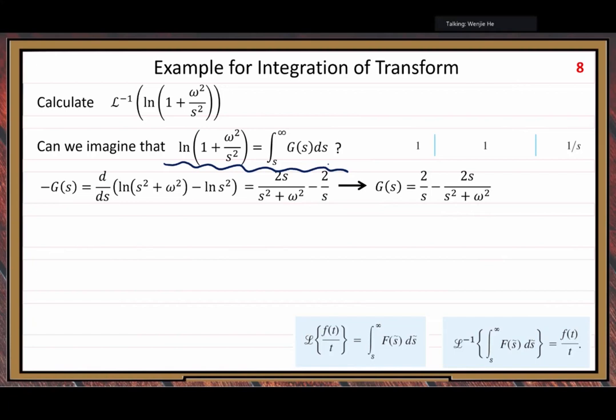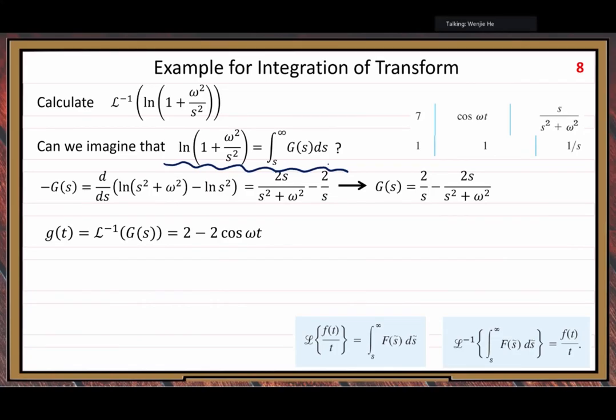The first basic formula, we can calculate the inverse Laplace transform of the first term. Then another basic formula, cosine, we can calculate the inverse Laplace transform of the second term. So now, little g function can be found as 2 minus 2 cosine omega t.